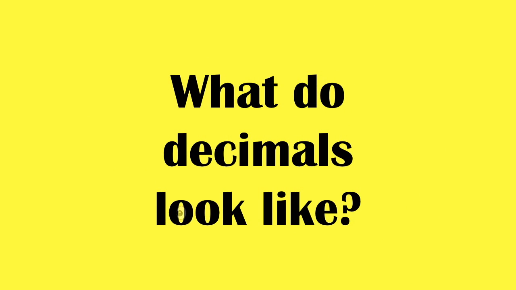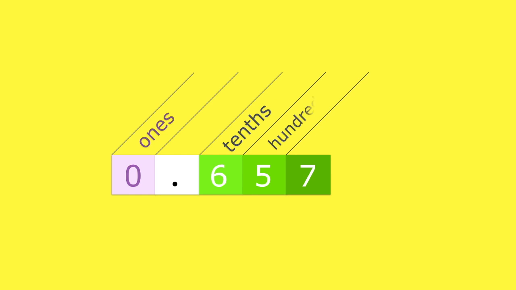What do decimals look like? The place value names give us all the information we need to know about how to show these quantities. They tell us how many pieces we have to cut one whole into, since decimal places are less than a whole.